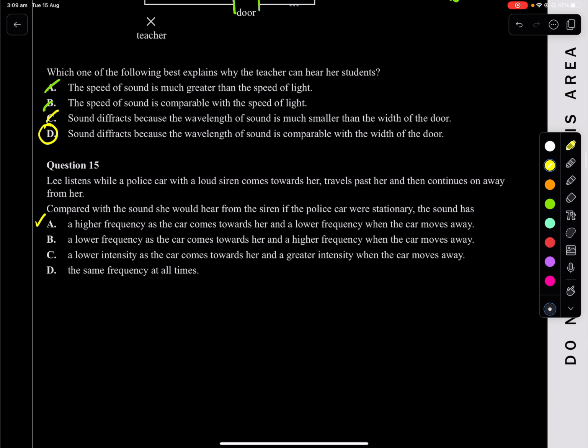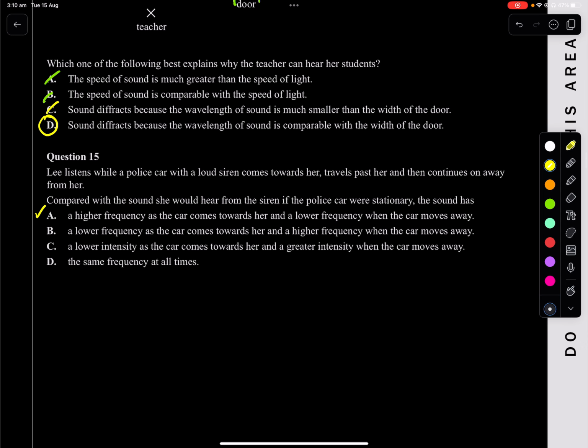Let's look at the next question. B, a lower frequency as the car comes towards you. Nope, so that's wrong straight away. A lower intensity. No, intensity. When you look at Doppler's effect, it's all about frequency. We're dealing with frequency using Doppler's effect, so don't even think of intensity. When they use the word intensity, it's always wrong. The same frequency at all times. Nope. So only A is your answer for that one. Very nice and easy.